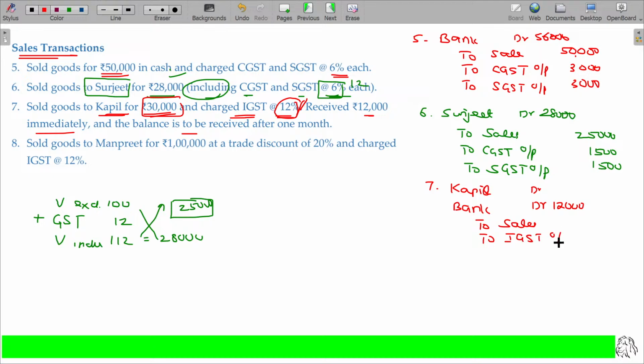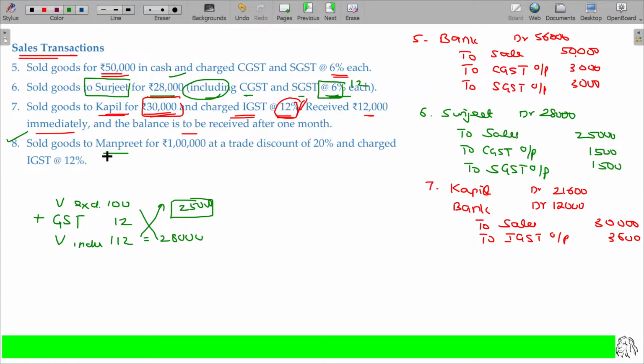Sales value is 30,000 rupees. 12% IGST will be payable on this, 3,600. Overall amount recoverable being 33,600. Immediately we collected 12,000 rupees, balance 21,600 could be collected later on. Is that clear? Now, eighth one.